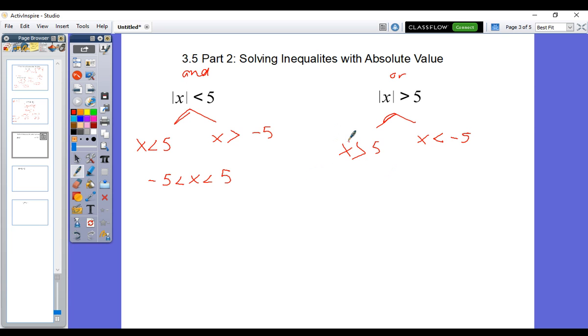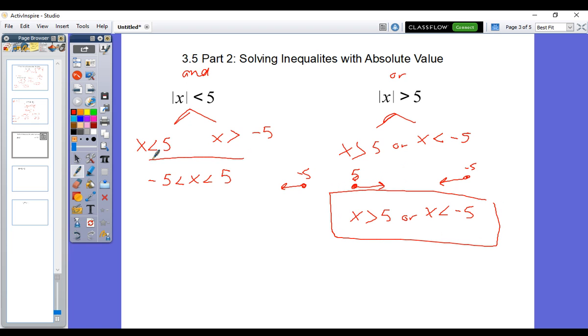So the reason this is an or, just read this. X is greater than 5. So on our number line, we're saying, hey, here's 5. X is everything bigger this way. But then we're saying, hey, x is less than -5. So let's say this is -5. We're going less than. Here's a problem. You can't be less than and greater than. So this is an or. So we'll write this as x is greater than 5, or x is less than -5. And this is a proper answer for this one, and this one.